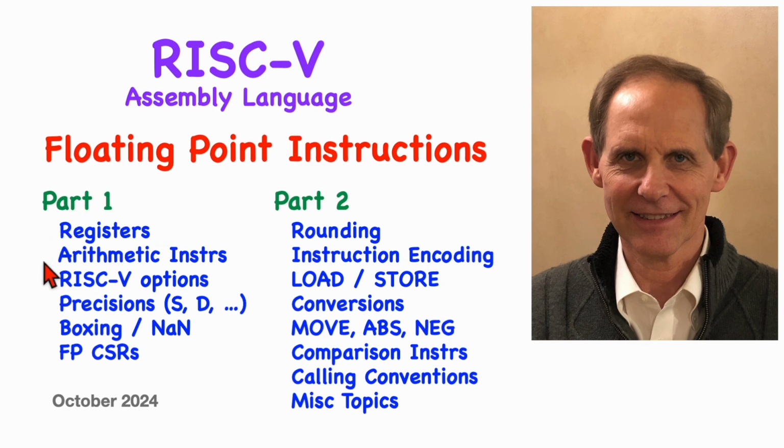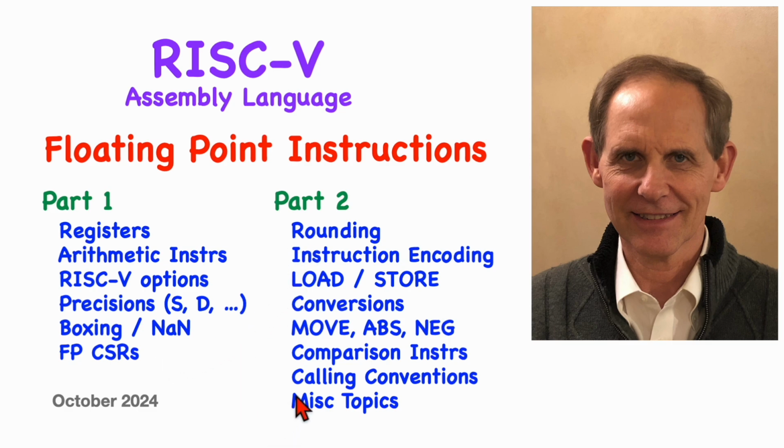In this video, which is part 1, I'll be introducing the floating point registers and the basic instructions that perform arithmetic computation. I'll talk about various RISC-V options, including the different precisions, like single precision, double precision, and so on. I will also talk about how smaller precision values are boxed inside larger not-a-number quantities, and I will describe the floating point control and status registers, which contain, among other things, information about how to perform rounding.